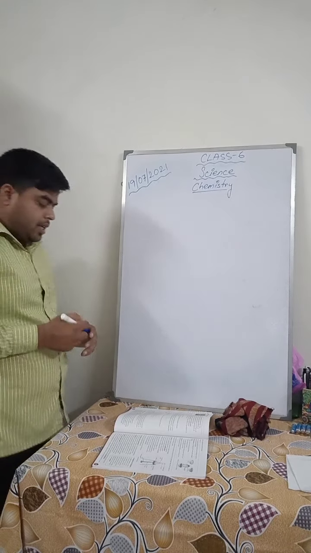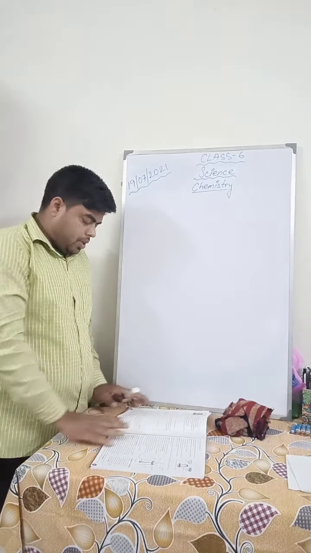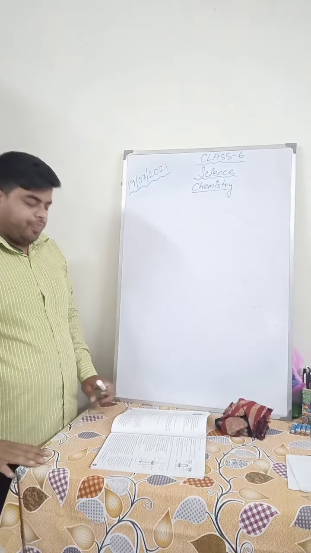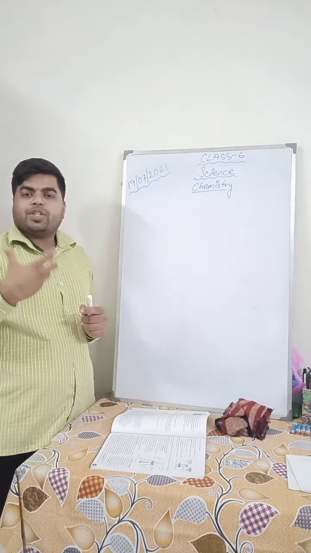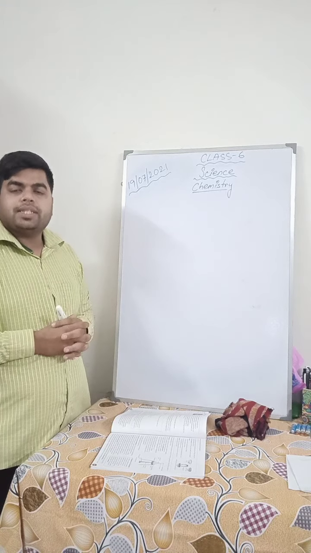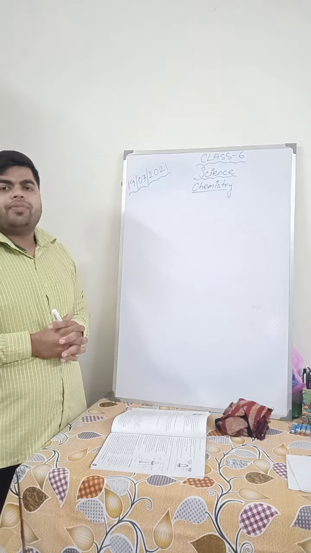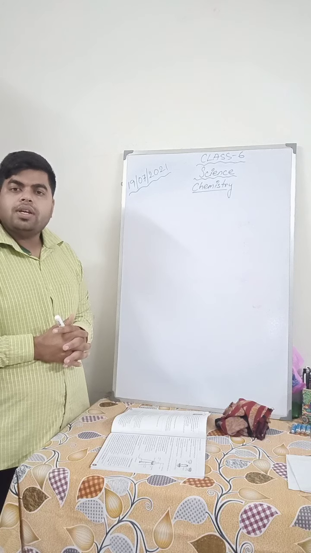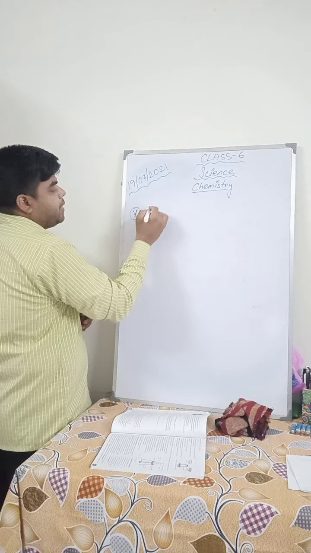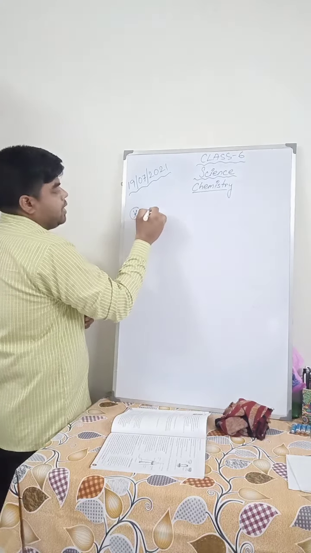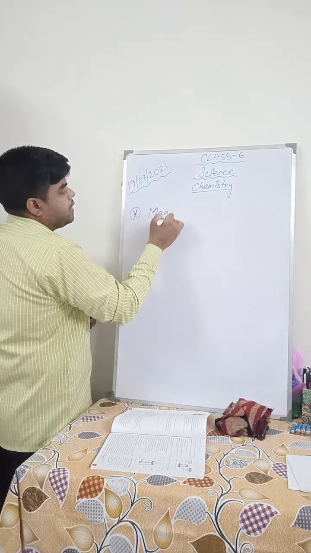This video is for class 6 science, and today also we will continue with the same subject, that is chemistry. In the last class I have already started explaining the methods of separating mixtures. There are different methods. The first I have already explained, that was sieving. Today our topic of discussion will be the second method of separating mixtures, which is magnetic separation.